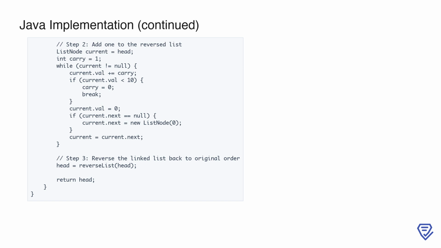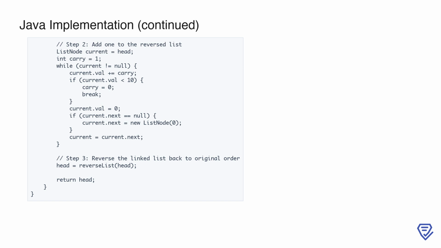If the resulting value is less than 10, it means no carry is needed, so we set carry to 0 and exit the loop. Otherwise, we set the current node's value to 0 and check if there's a next node. If not, we create a new node with a value of 0 to handle any remaining carry.